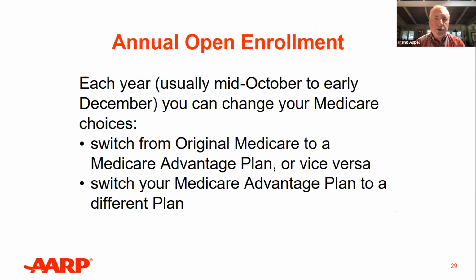Okay, so in addition to that enrollment window for your initial enrollment, Medicare has an annual open enrollment each year, usually mid-October to early December, where you can change your choices. You can switch from original Medicare to a Medicare Advantage plan or vice versa, or you can change your Medicare Advantage plan to a different plan if you decide that there's a good reason to do that.